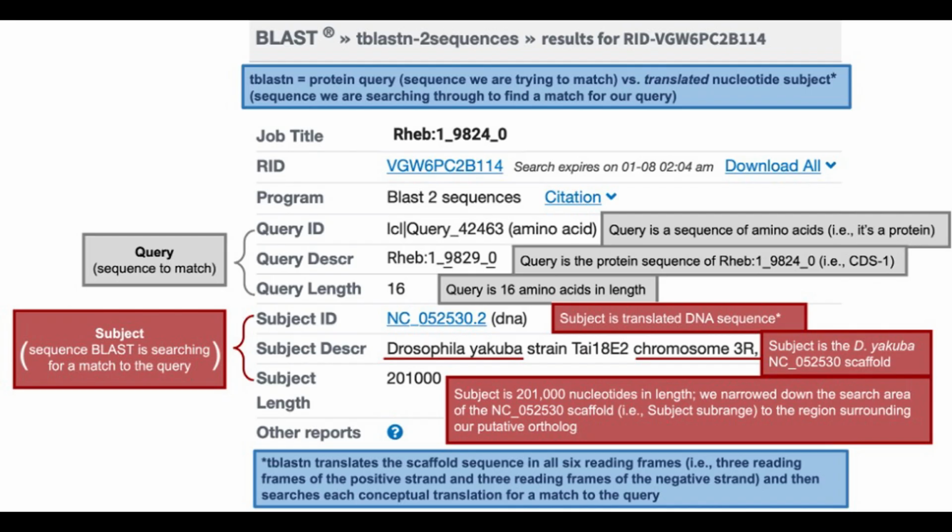Here is a summary of the tblastn search as it is displayed on the results page. The D-melanogaster CDS1 query is 16 amino acids in length, and the program searched 201,000 translated nucleotides of the NC_052530 scaffold in D yakuba to find a match for the 16 amino acids in CDS1 of D-melanogaster.